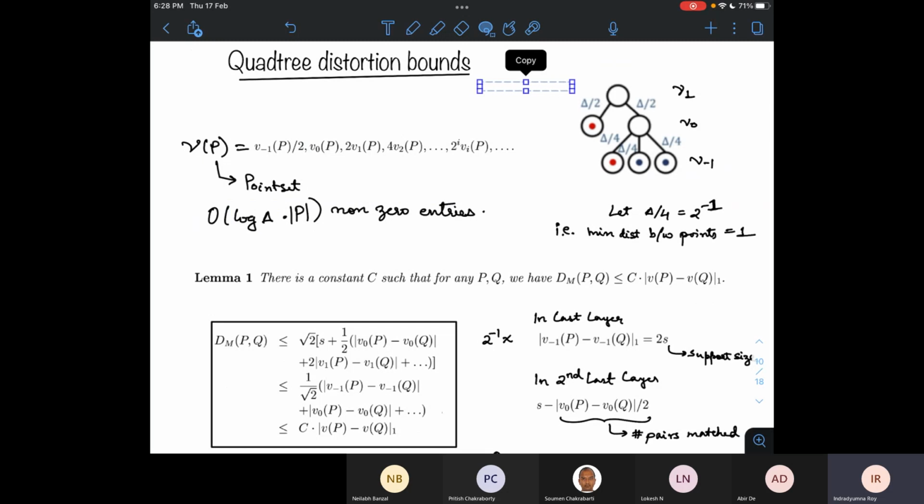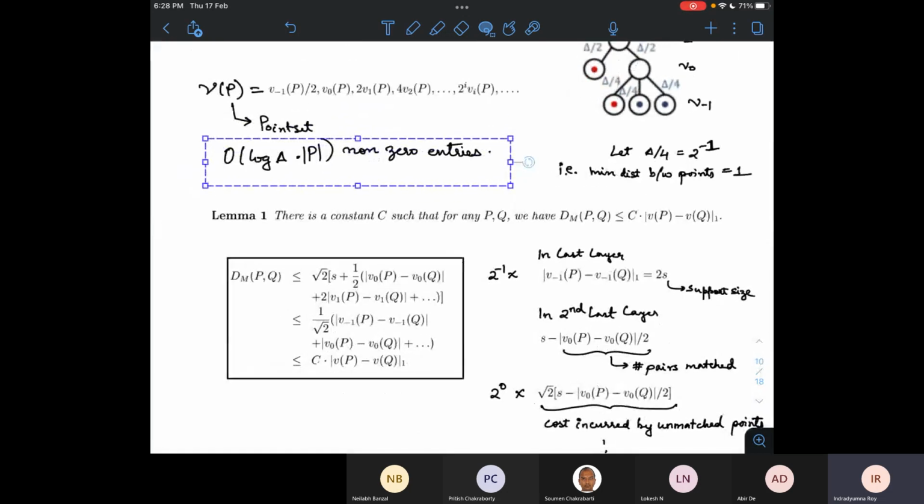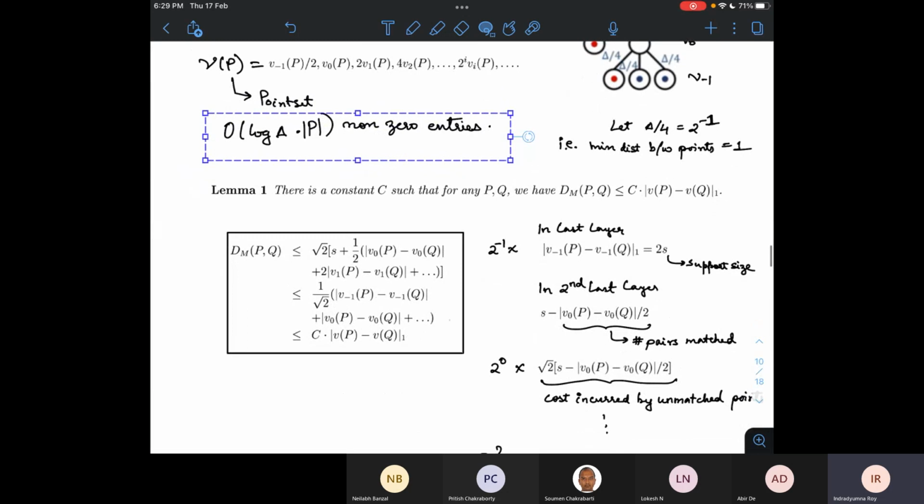It's because at every step you are halving the size of the grid until you reach 1/2. So log delta levels will be there in the tree, and there are these many non-zero entries. So we have two sorts of distortion bounds. First of all, we will have an upper bound on the estimate, so we will have two sorts of bounds.